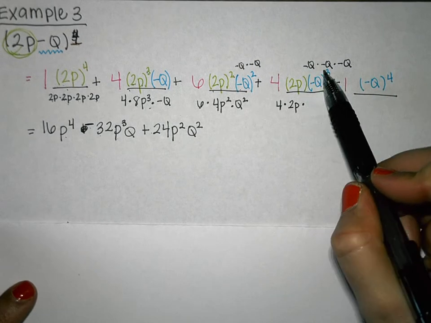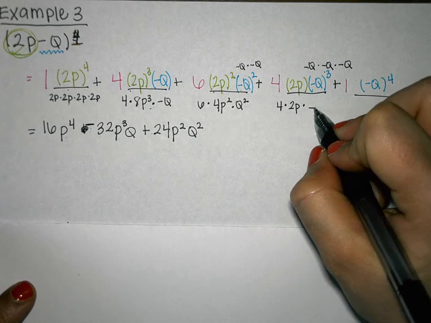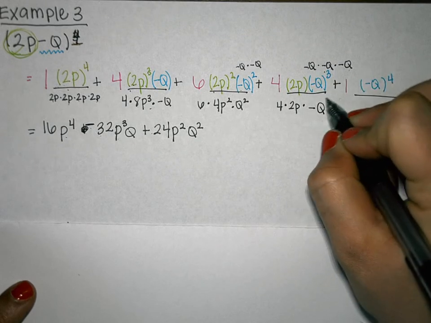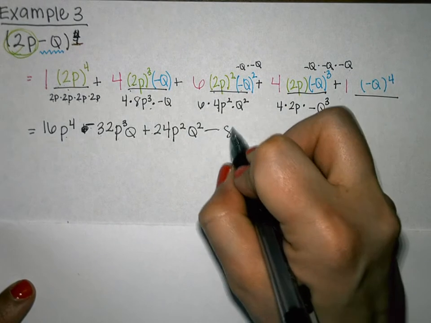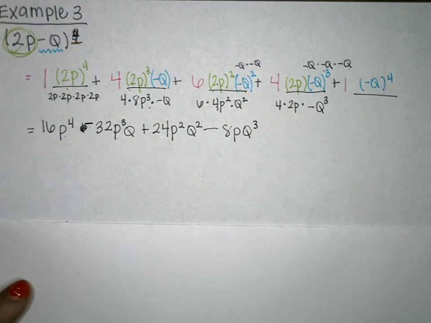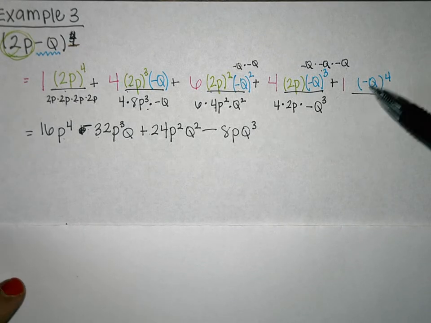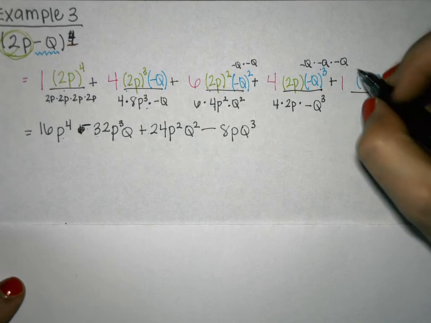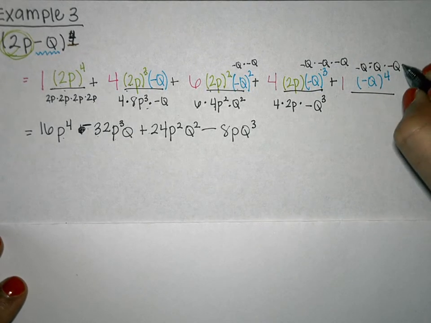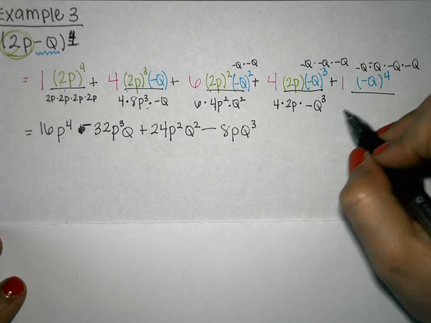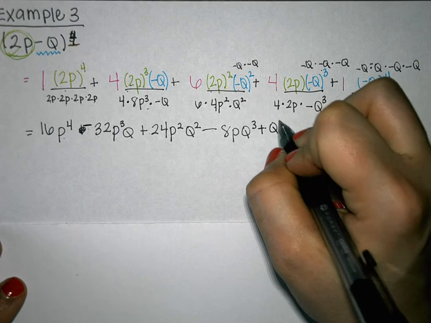A negative times a negative gives me a positive, times a negative again gives me a negative, q times 2 times q, q to the third. So this is going to be minus 8p q to the third. So with our last one, when I'm multiplying a negative q to the fourth, that's negative q times negative q times negative q times negative q gives me a positive q to the fourth. So that's going to be plus q to the fourth.